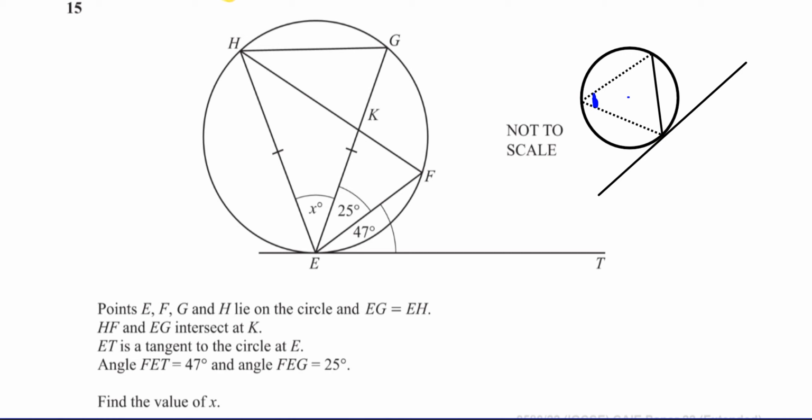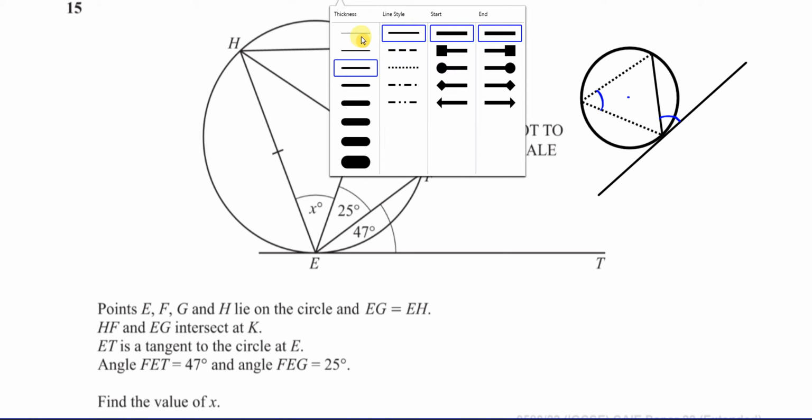Now, the alternate segment theorem states that the angle between the tangent and the chord is equal to the angle that is standing on, or subtended by, that same chord on the opposite side of the circle. So this angle and this angle will be the same. These two angles will be equal to each other. All right, and we can kind of prove it in a way. I'll show you how we can prove it. And this is the proof.